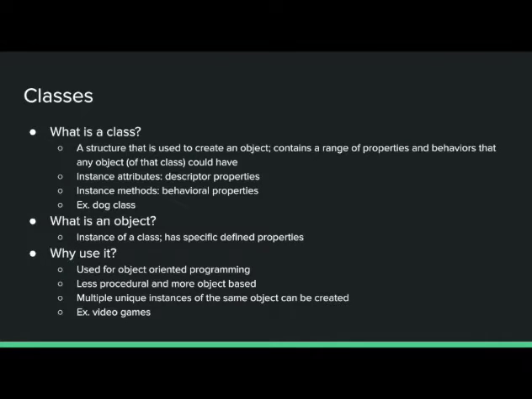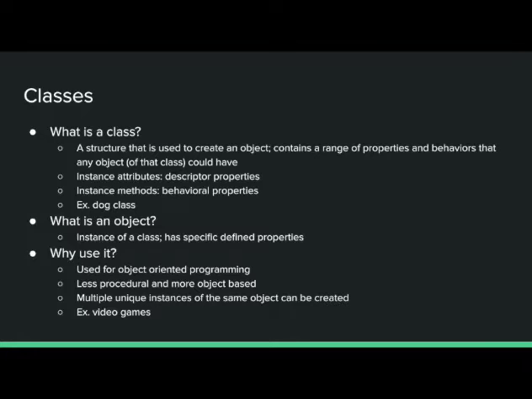In this video, I'm going to be talking about classes in Python. A class is a structure in programming that's used to create objects, which I'll explain in a few seconds. Essentially, it contains a range of properties that any object of that class could have. Two types of these properties include instance attributes and instance methods.